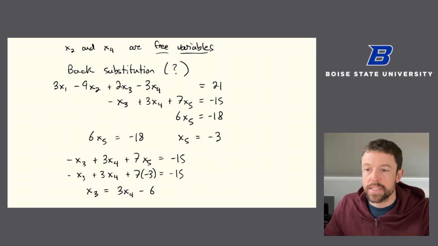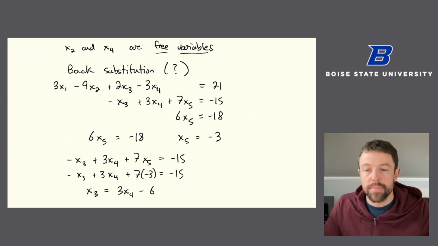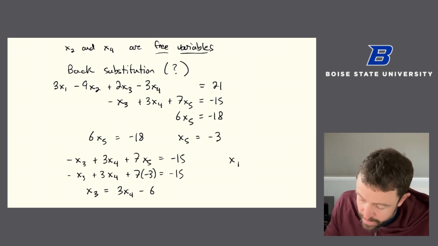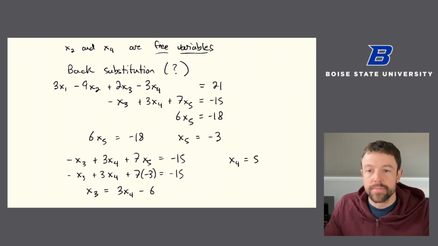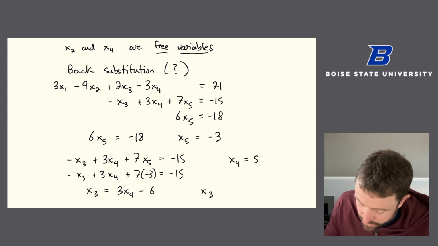And I have not successfully gotten rid of x4. Here's the thing. I'm never going to be able to get rid of x4. It's not possible. And so what I'm going to do is just call x4 something else, because x4 can actually be anything. So I'm going to call x4 s. This is what's known as a parameter. And once I decide that x4 is s, I have that x3 is 3s minus 6.